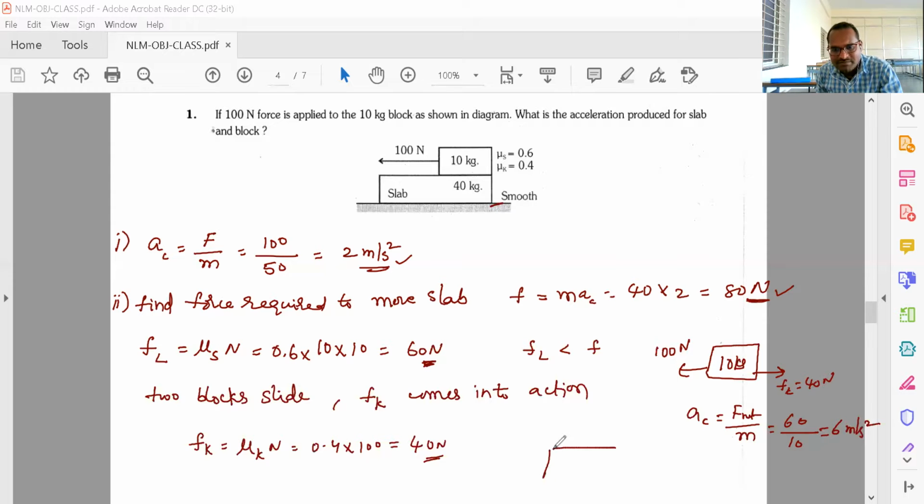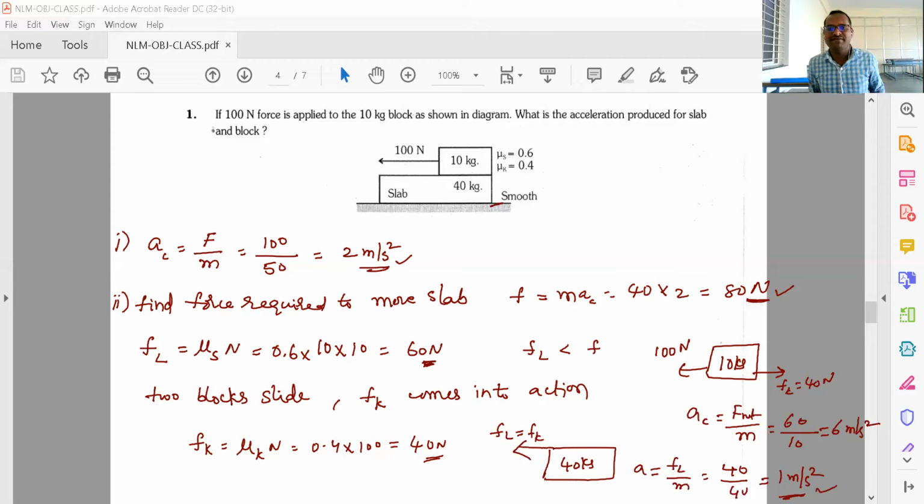Whereas for slab B, 40 kg, this side a limiting friction will act, that is due to kinetic friction. So acceleration will be kinetic friction divided by mass. How much is acting? 40 newtons. 40 divided by 40 is 1 meter per second square. Yes. So the acceleration of both the blocks will be different. Are you getting? I hope you understand it clearly.